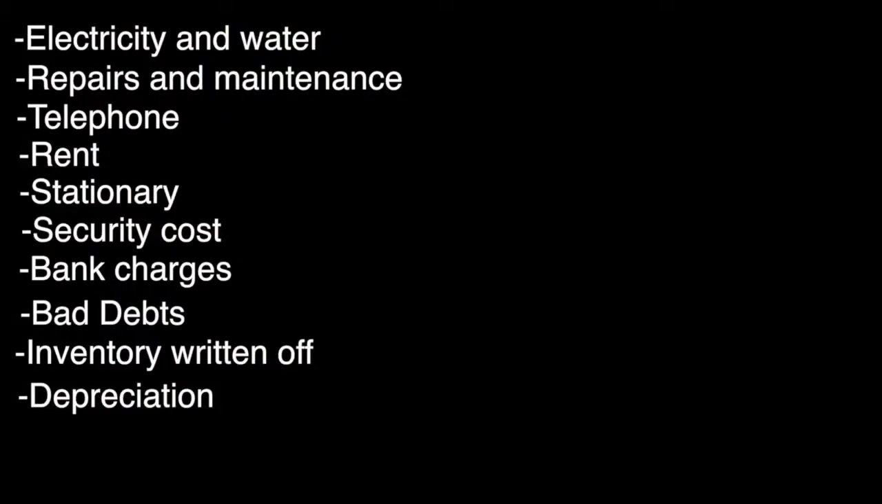Other examples of expenses are going to be things like salaries and wages, rent, telephone, electricity and water, depreciation, bad debts. All of these things get used up during the month or during the period that we're operating for. So those are the 5 categories. We have our assets, our liabilities, our owner's equity, our income, and our expenses.